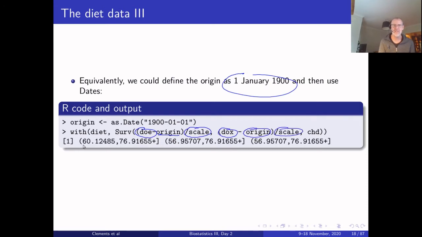So the first individual entered at the beginning of 1960 and was followed through to almost the end of 1976, and they were censored. Then the next individual entered the study towards the end of 1956. They were followed through to almost the end of 1976, and they were also censored.